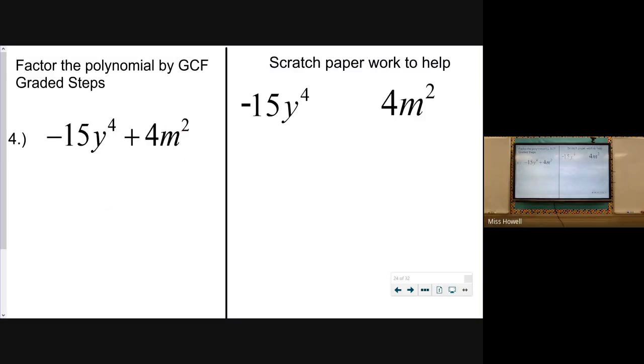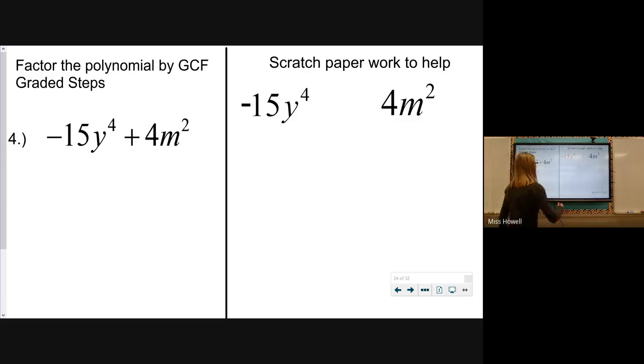All right, number 4. Negative 15y to the 4th plus 4m squared. I'm looking at this one saying they don't share a y. They don't share an m. They're not both negative, so you can't pull out a negative 1. Factors of 4 are 2 and 2. Factors of 15 are 1, 3, 5, and 15. They don't seem to have anything in common.